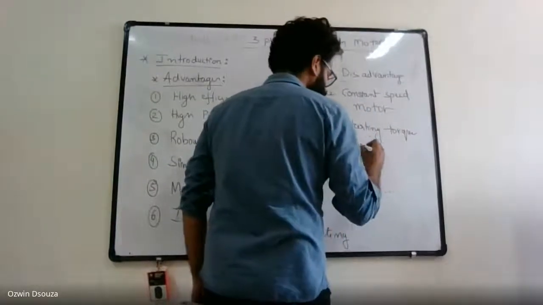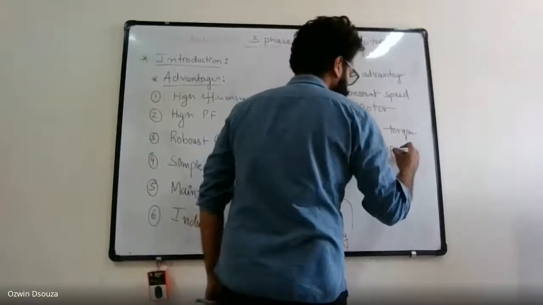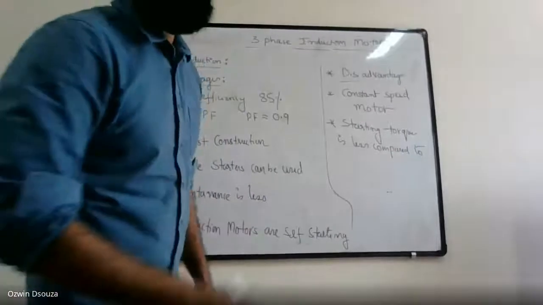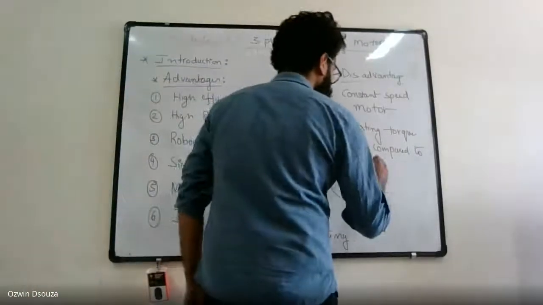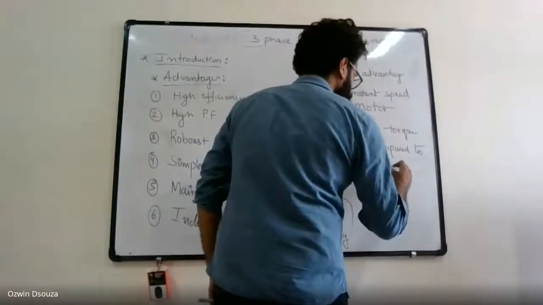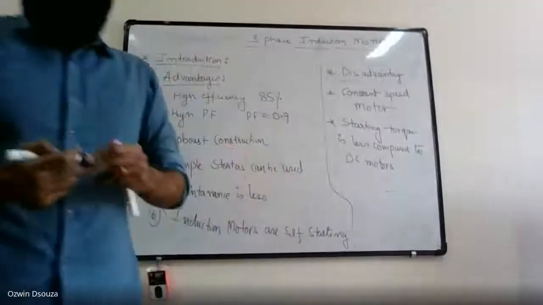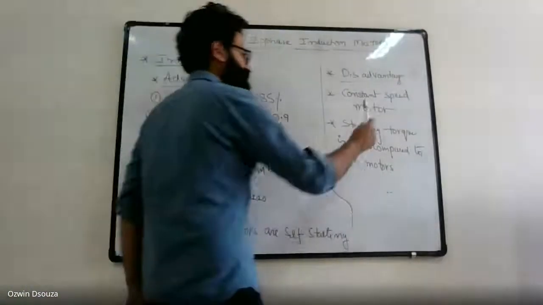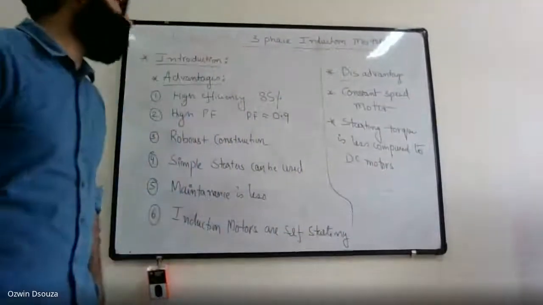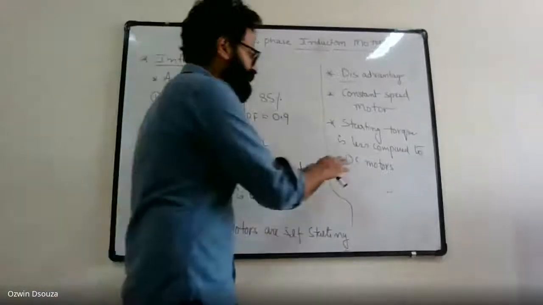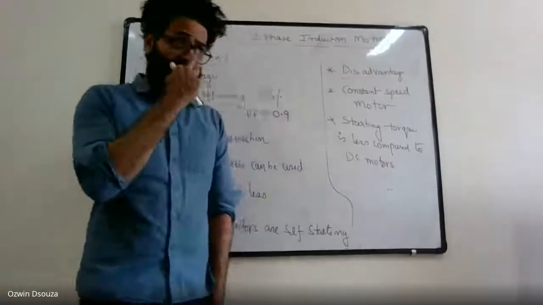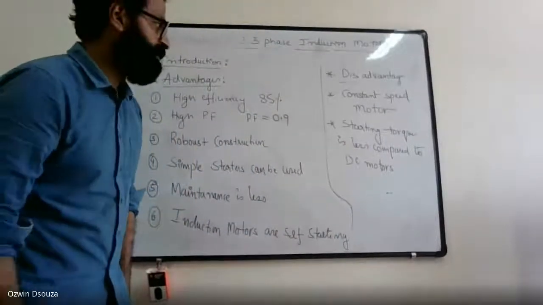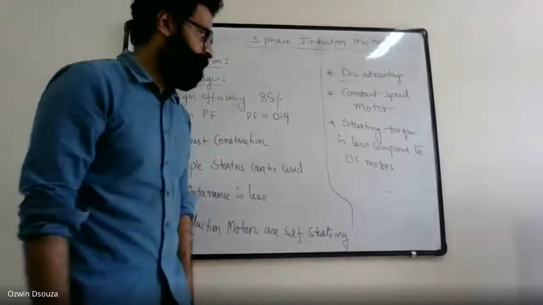compared to DC motors. So these are the major disadvantages of induction motor. Essentially, they are constant speed motors, and the starting torque is less compared to DC motors. Okay. Now, somewhere here we are mentioning that the starting torque is less compared to DC motors.